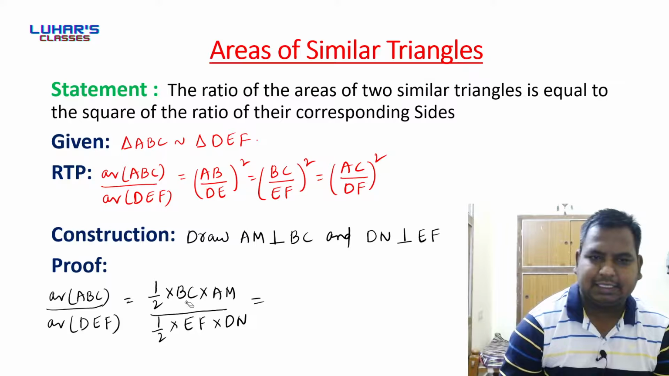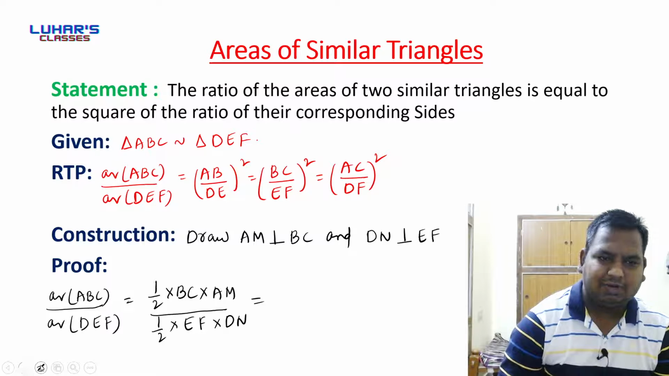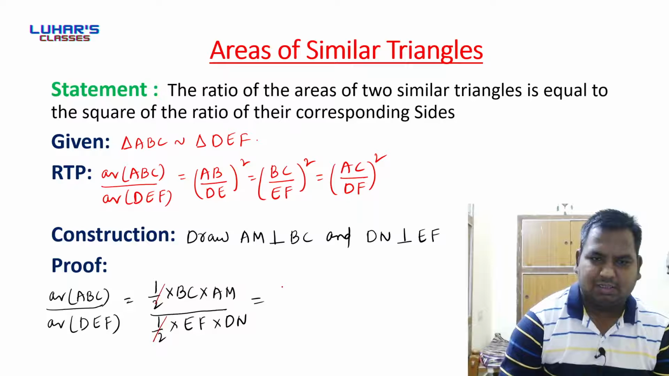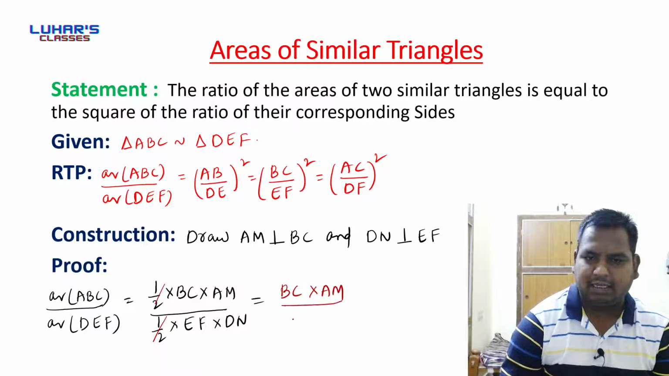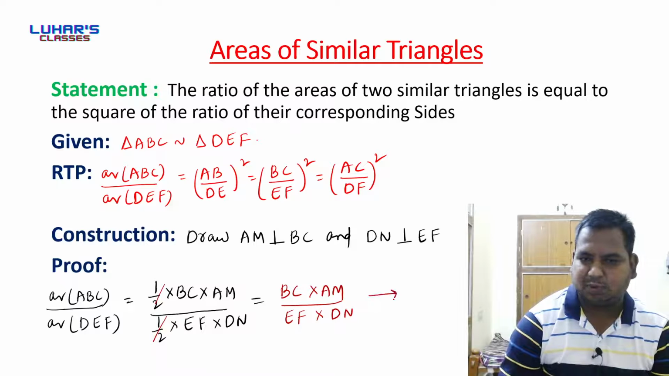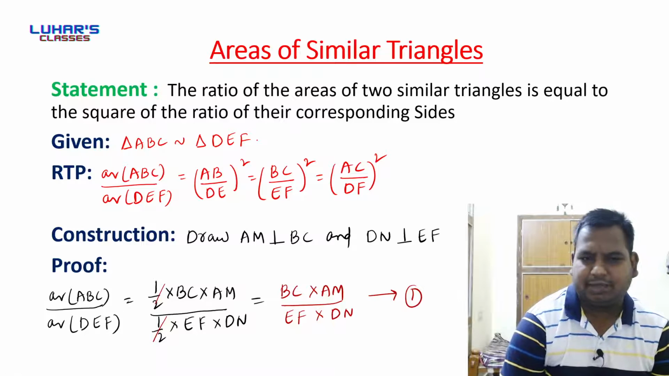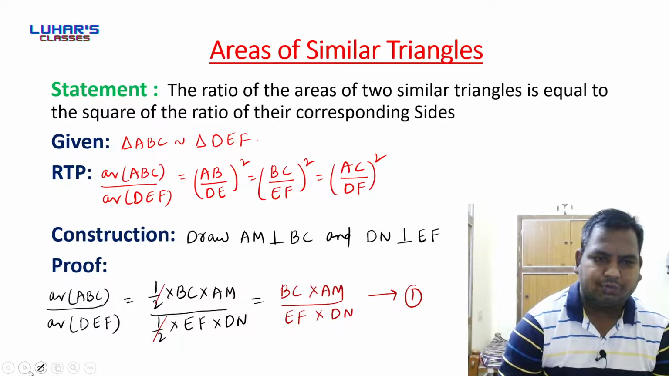Okay, right. So here, what can we cancel? Here we can cancel half. That's it, nothing else we can cancel. So we are left with BC into AM by EF into DN. We are left with this. So let me assume this as equation number 1. This is equation number 1. Okay.